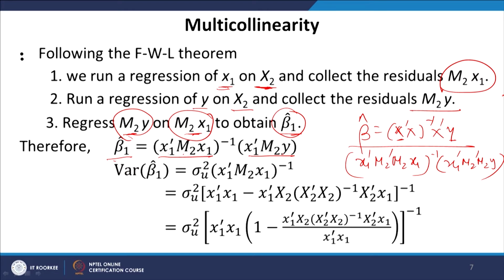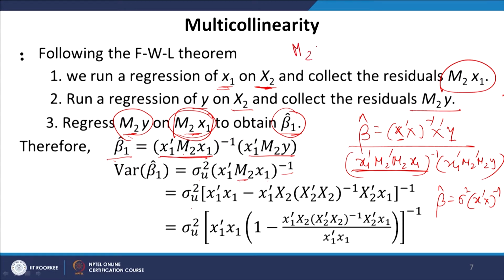Now, if I consider the variance of beta 1 hat, then again by drawing an analogy, if you remember, the variance of beta hat is sigma square x prime x inverse. Similarly, it will be here, where this is my independent variable. So, it would be M2 x1 prime M2 x1 whole inverse, and this is equivalent to the previous expression. That is how we have sigma square u times x1 prime M2 x1 inverse.